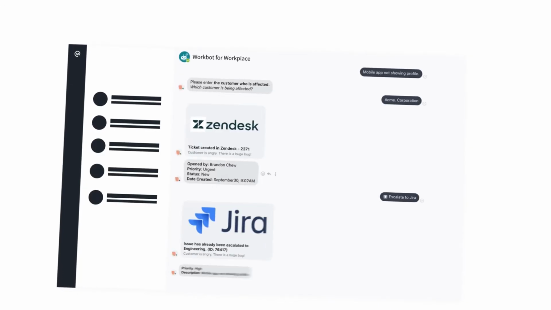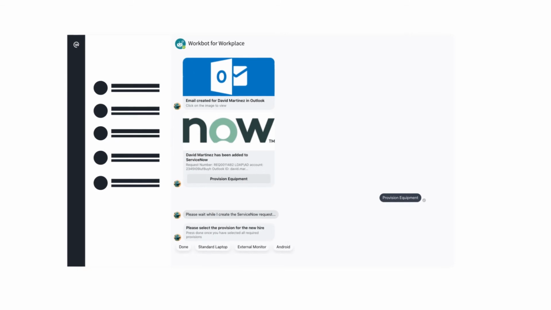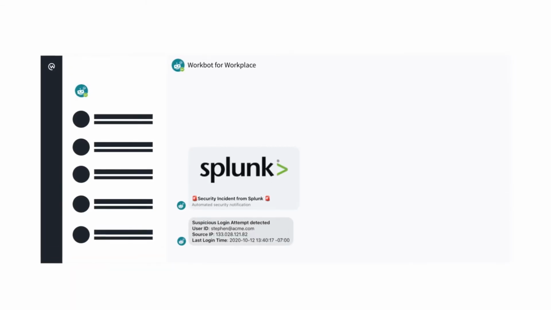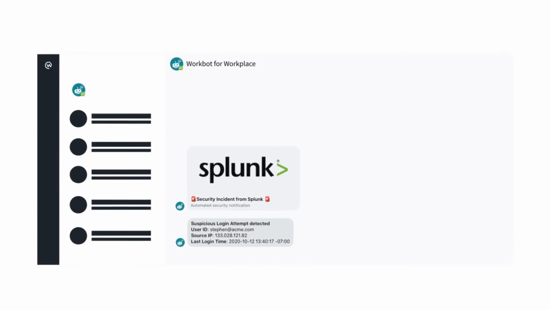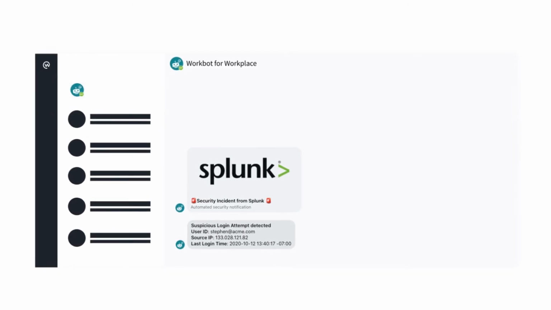Support teams can escalate and resolve issues without switching apps, and IT teams can securely automate account provisioning and deprovisioning. Security teams can be alerted when critical events are logged by monitoring services like Splunk or Datadog. Ensure that important messages, like company-wide announcements, are received and acknowledged by all team members with automated detection and follow-ups.